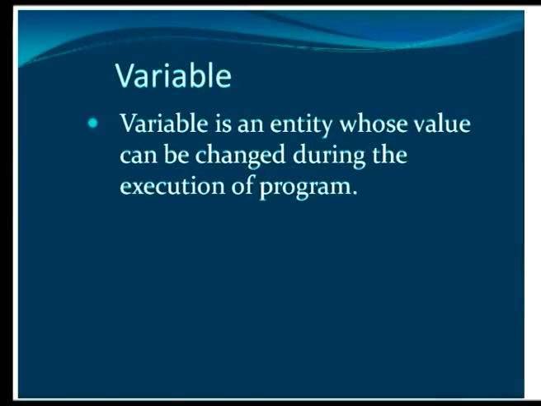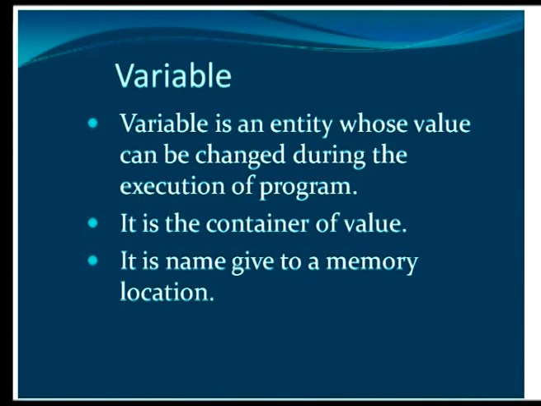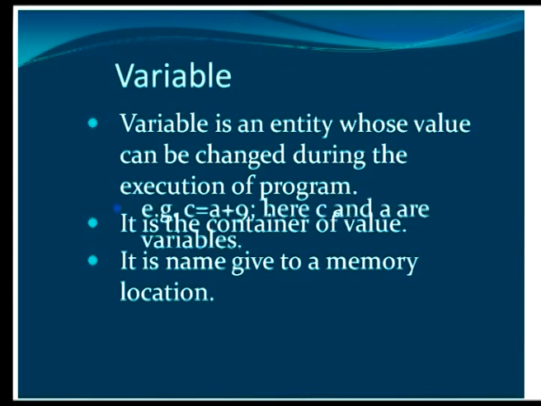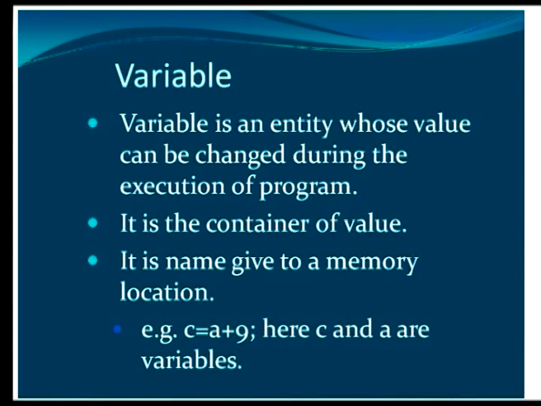Now we are going to discuss variables. What is a variable? It is simply defined as an entity whose value can be changed during the execution of program. It is the container of value. It is a name given to a memory location. For example, in the expression C equals a plus 9, 9 is an integer constant, a is a variable, similarly C is also a variable.